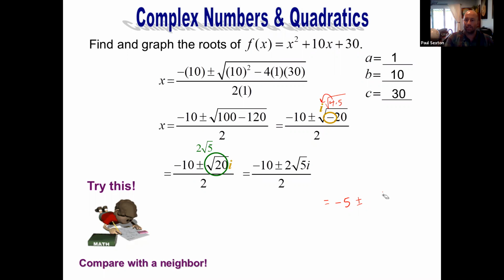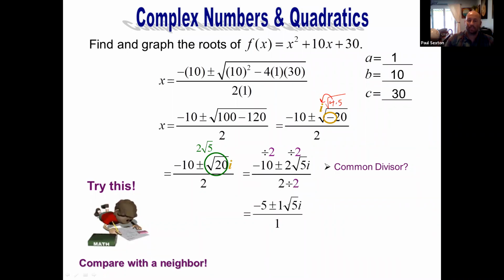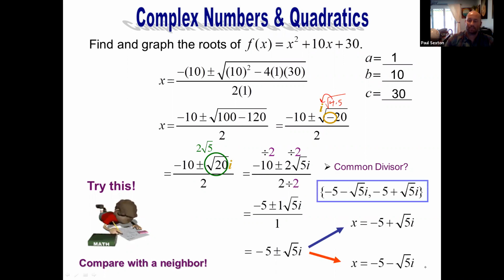So we can reduce here. We can reduce because 2 and negative 10 both have a common divisor of 2. And then remember, when you multiply 1 by something, you don't need it. And when you divide something by 1, you don't need it. So we end up with negative 5 minus rad 5i and negative 5 plus rad 5i. So Jesus, is that what you had? I don't remember. Yes?